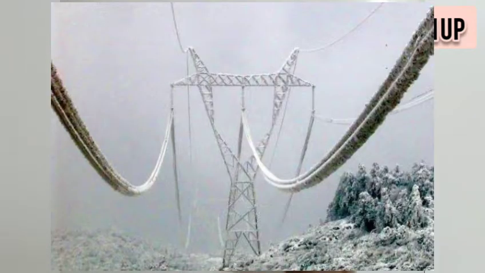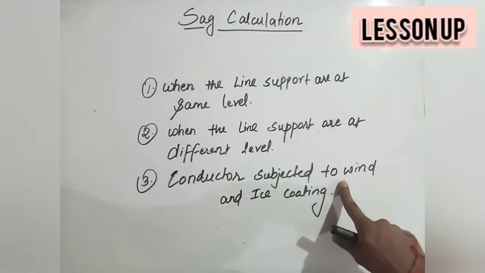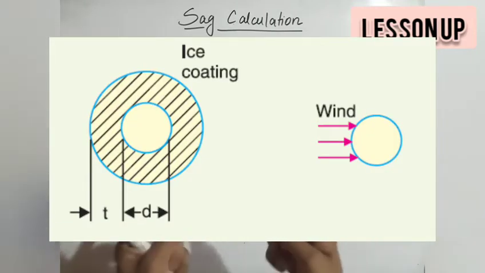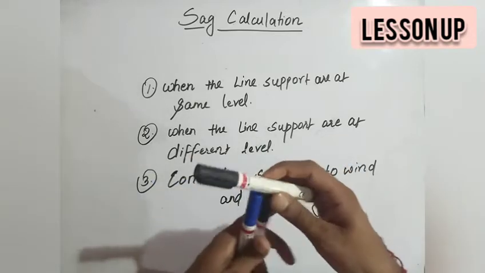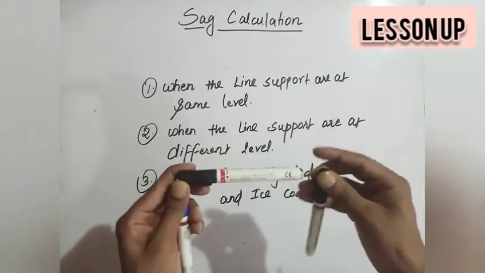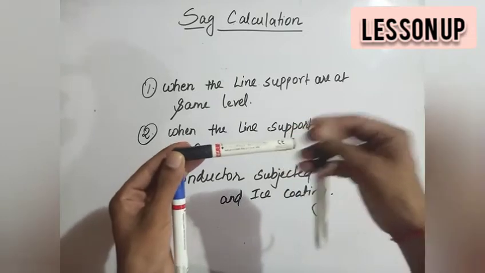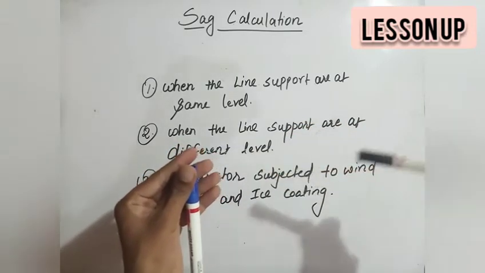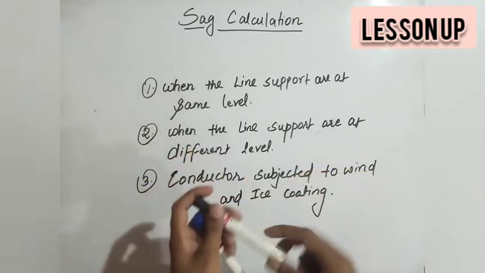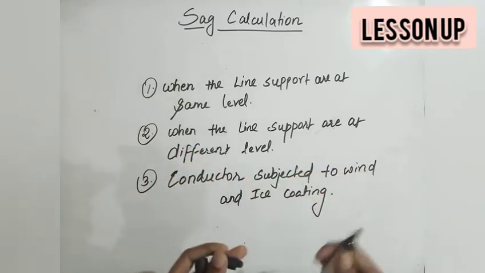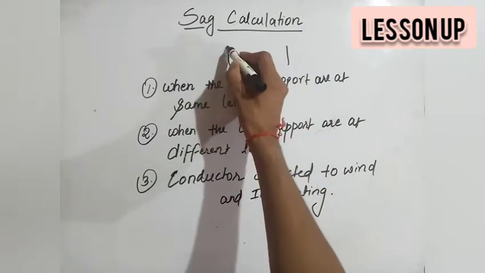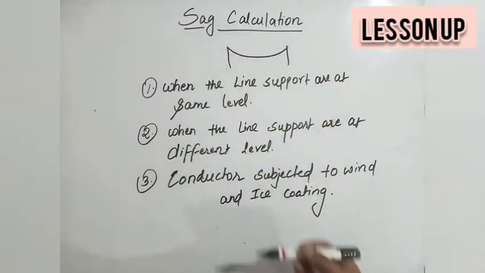Now third is, the conductor is subjected to wind and ice coating. First, the conductor is subjected to wind. If this is a conductor placed between two supports, obviously it will experience some sag. This is called vertical sag. If you place a conductor between two supports, you will experience a vertical sag.